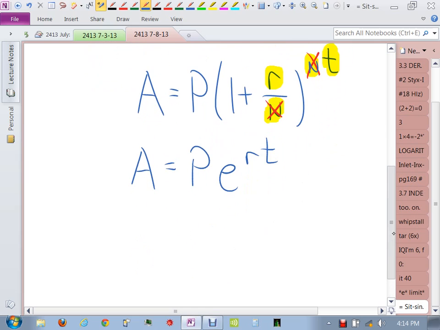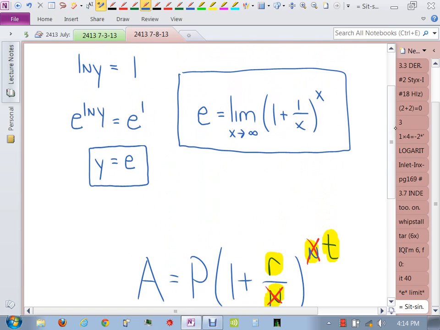But that's beyond the scope of this class. I just wanted to show you it's used all the time. That limit is used, and whenever you use that limit, it basically turns it into e.